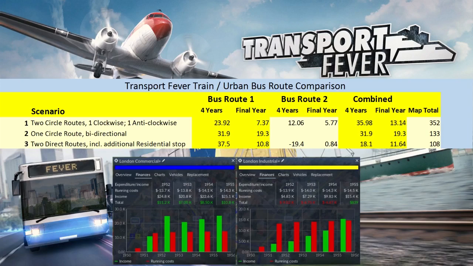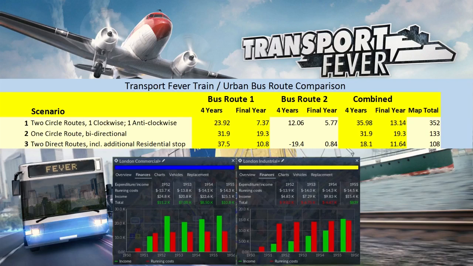Now this is where we start getting into the direct routes. So we have one route which goes from train station, residential, commercial, and then back to the train station, and then the other route was from the train station, residential, industrial, again back to the train station. The interesting thing here is how long it took the industrial route to pick up and start making money. Again, the industrial stop was that bit further away from the train station compared to the commercial stop, so it could well be a distance thing that's giving us these odd figures here, the time it takes to travel that route. But they both eventually turn into a profit.